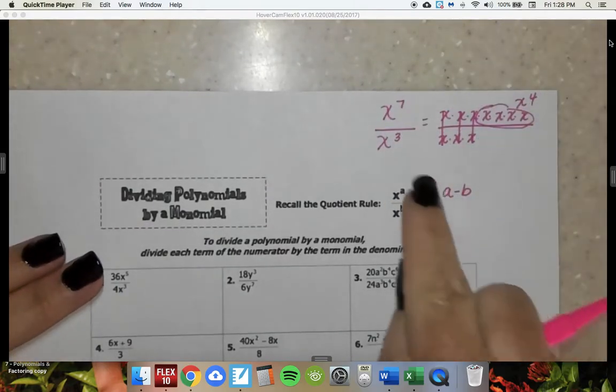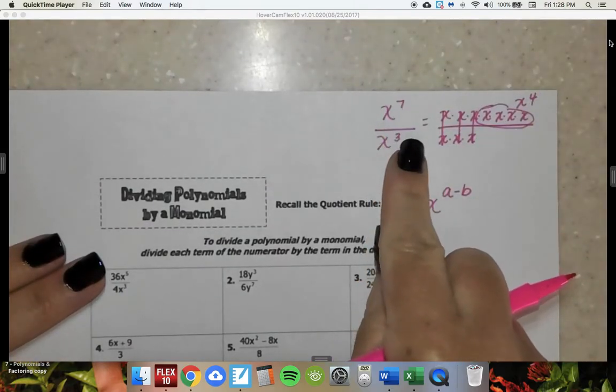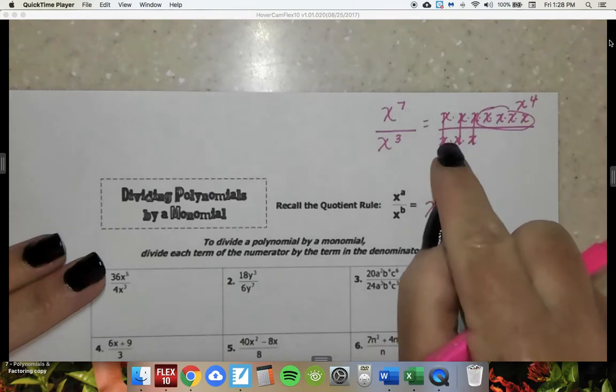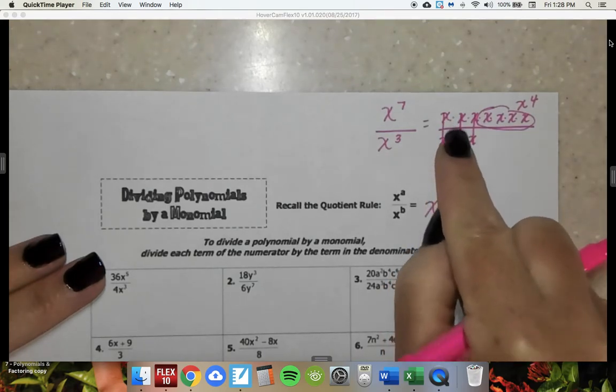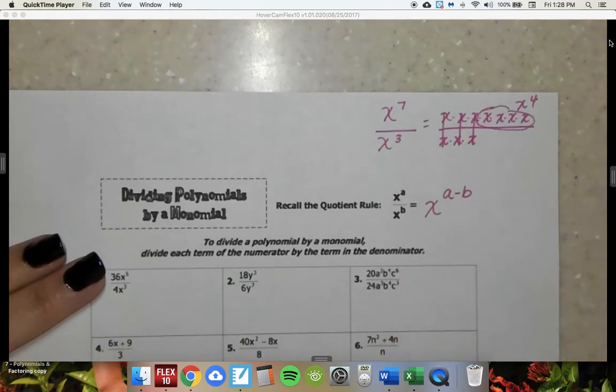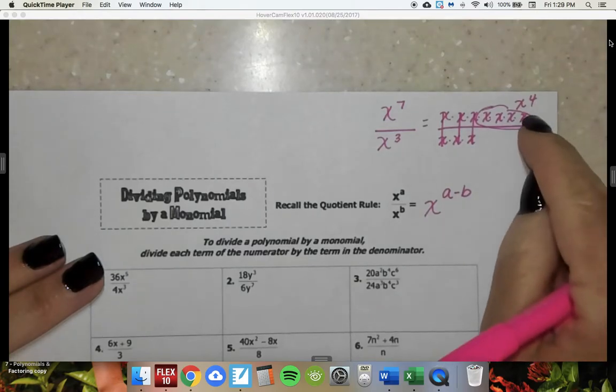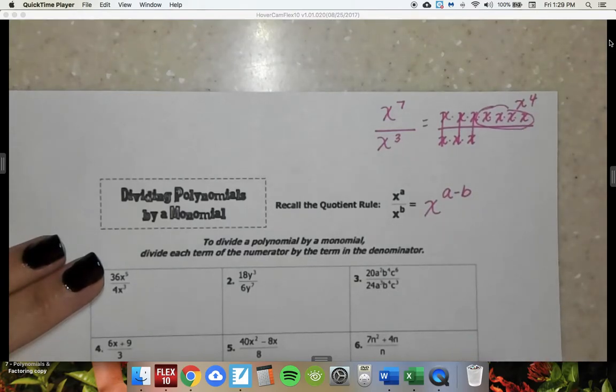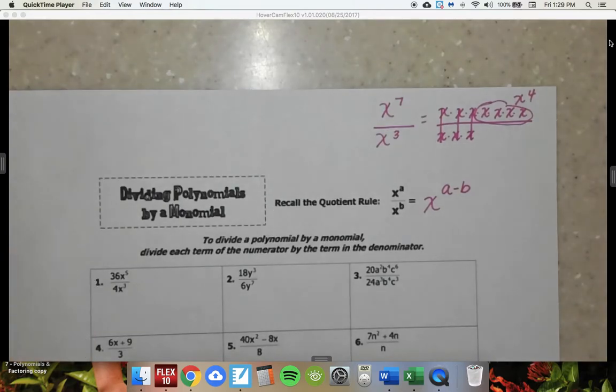So no matter how you do it, if you set up the subtraction problem with the exponents, or if you think of 1 on top, 1 on bottom, cancel, cancel, cancel, what's left behind? 4 x's, where are they? They would be up in the numerator, so it's x to the 4th. Okay, so that's going to come in handy as we're doing these problems today.